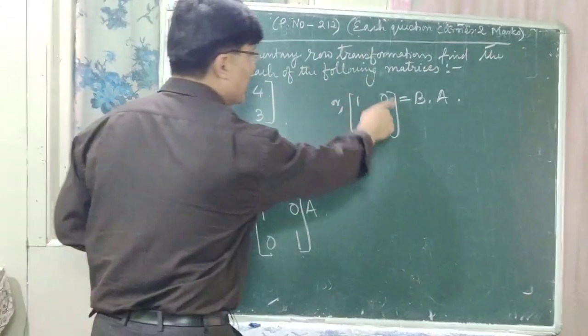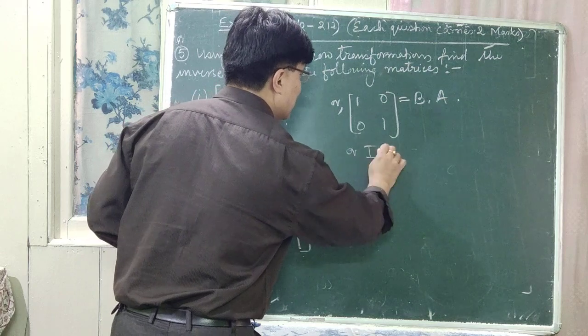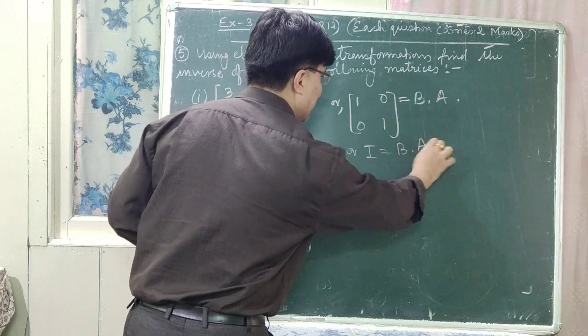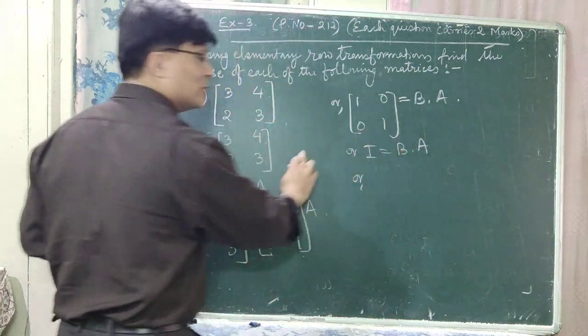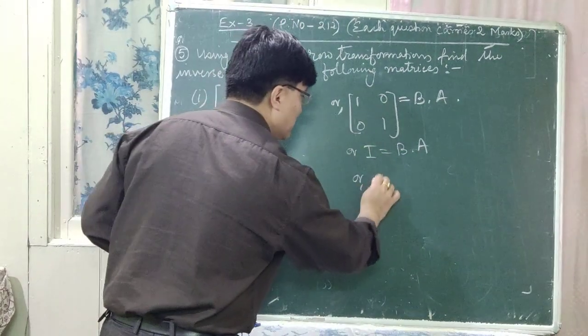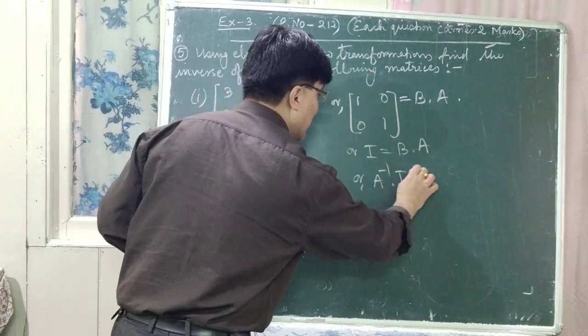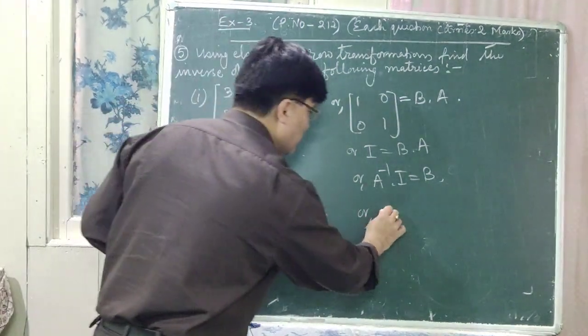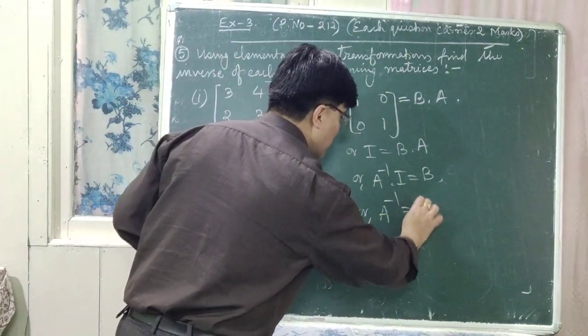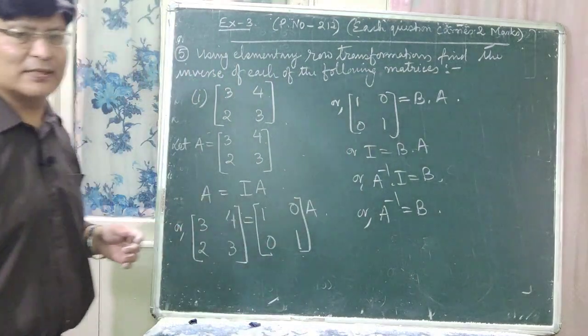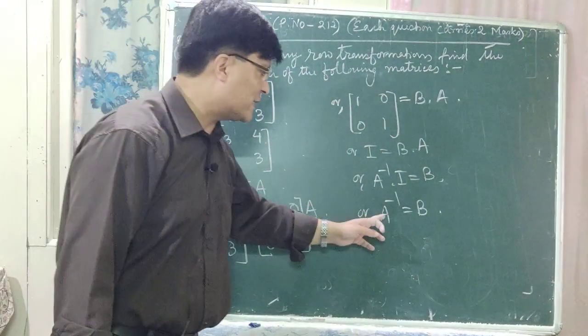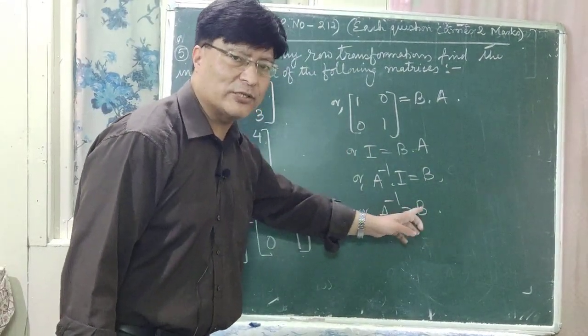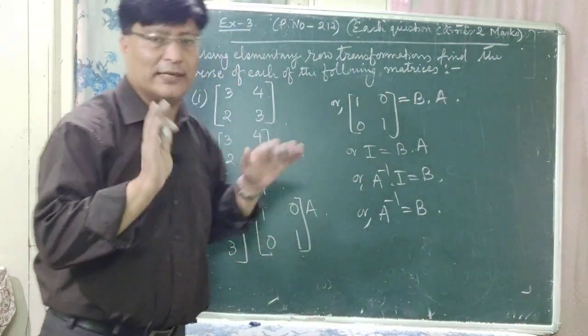So now this is your identity matrix, so I is equal to B dot A. Then you can take this A to the left hand side. What does it become? A inverse dot I is equal to B. What is A inverse dot I? That is your A inverse, which is equal to B. Is that clear? So that means we get the inverse of the matrix A, which is equal to the B matrix.